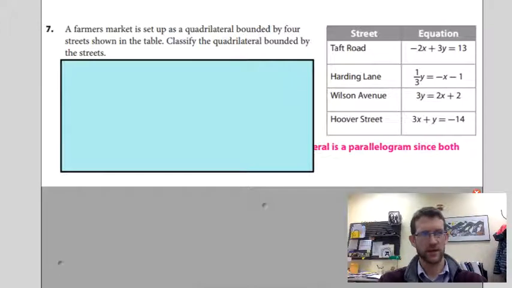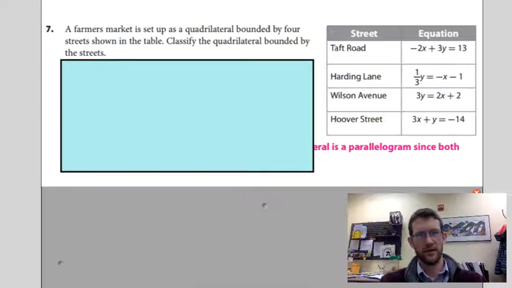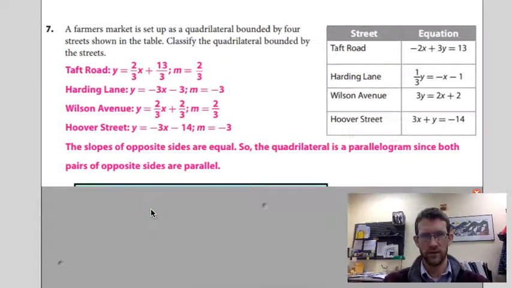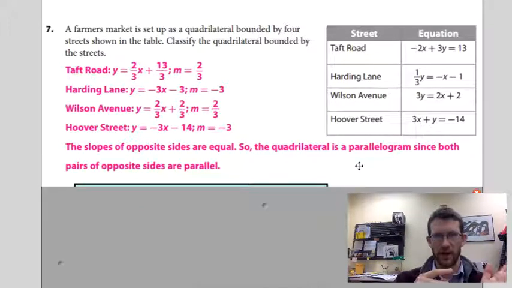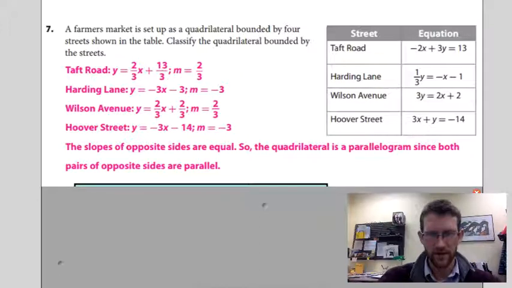All right, see if you can finish that one up. Pause. And hopefully you got that it's a parallelogram because these are equal, but not a rectangle because these are not opposite reciprocals. Okay, that's all I got. Good luck.